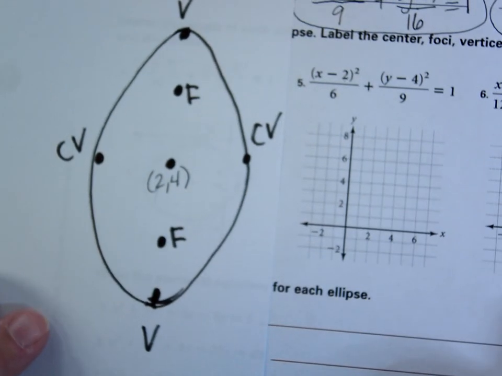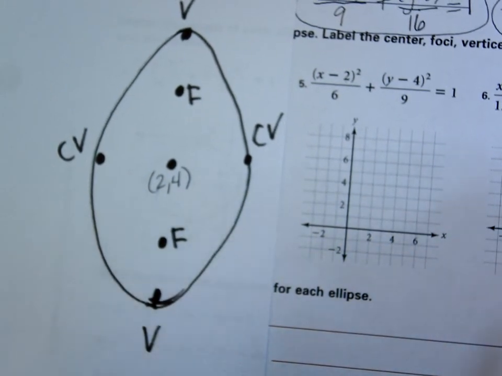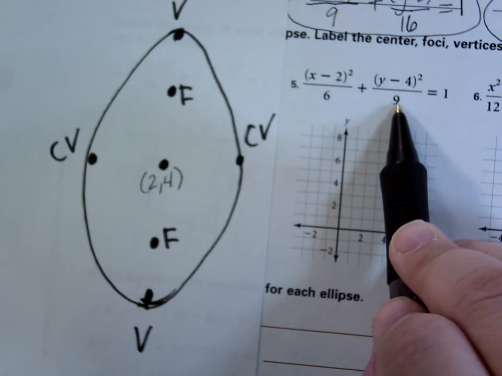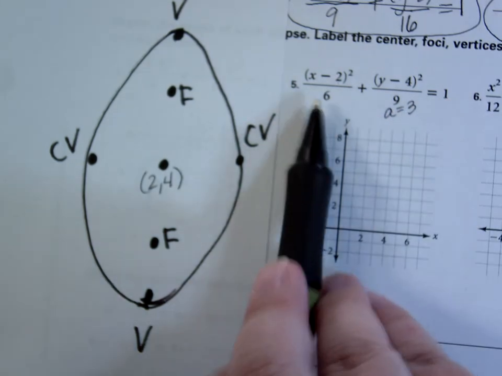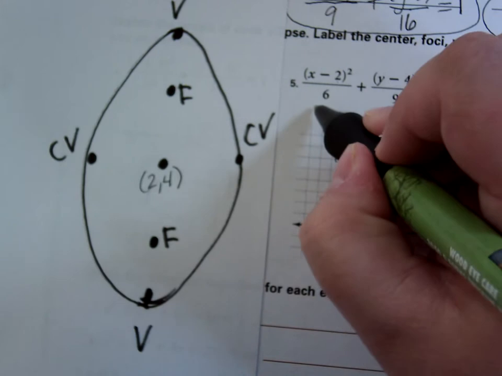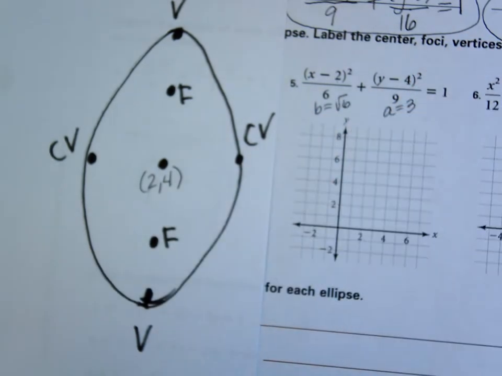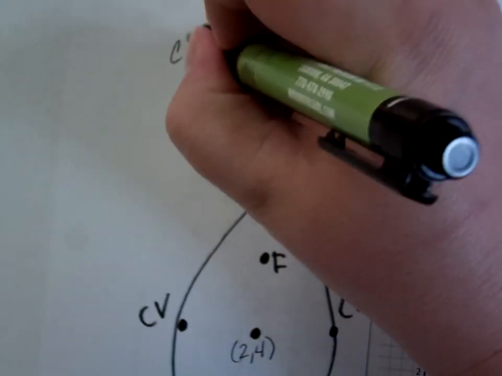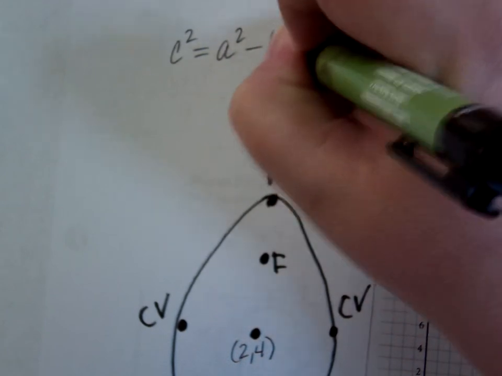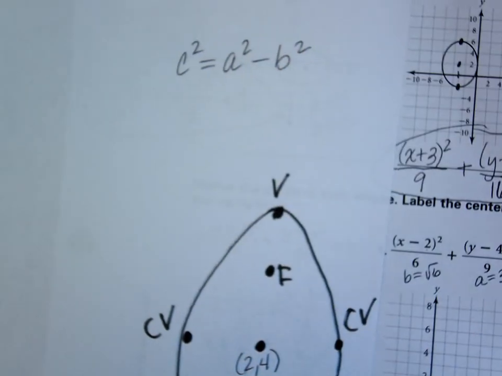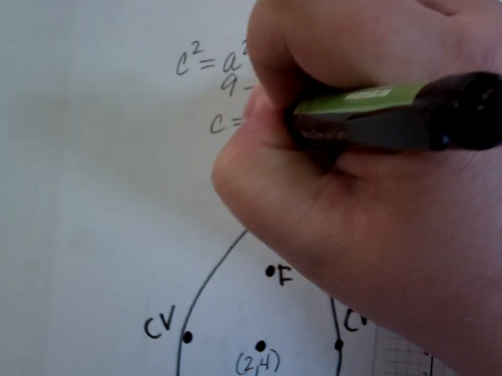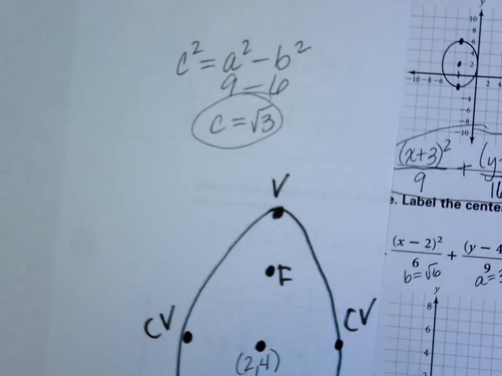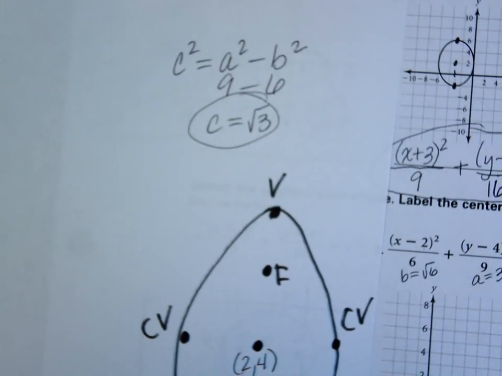Okay, so let's go ahead and figure out what A and B and C are. If I have 9 here, bigger number, that means that's A squared, so A is 3. This means this is B squared, so B is square root of 6. Now C squared is A squared minus B squared. Remember, that's because B squared plus C squared equals A squared. So 9 minus 6, C squared is 3, so C is square root of 3. So we have A is 3, B is square root of 6, C is square root of 3.